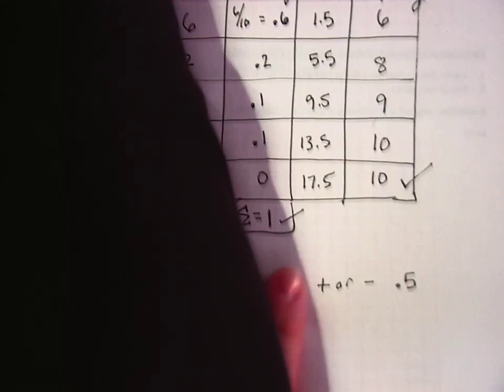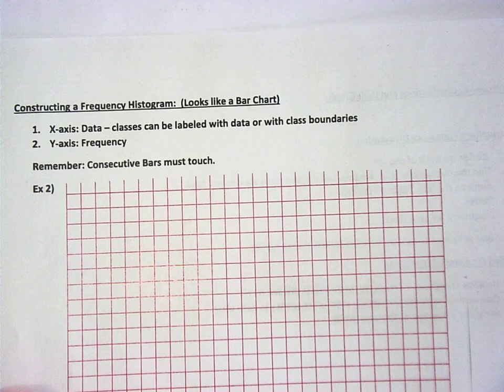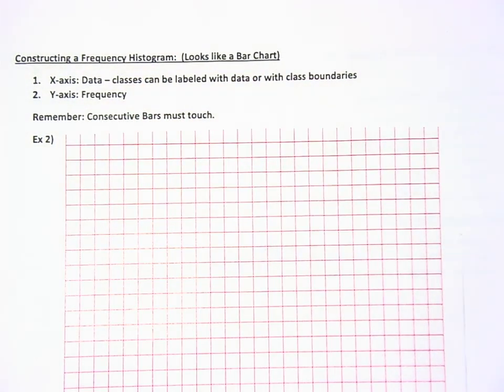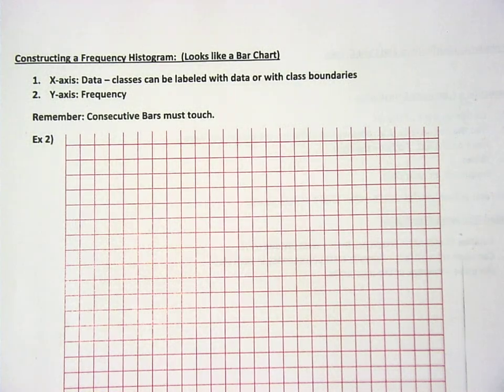Example 2. Now, we're going to use this same information we just did to make all of these. Okay? I'm not going to make you make a whole bunch of these over and over again. All right, on a frequency histogram. Histogram, remember, means like a bar chart, but all of the bars are right next to each other.